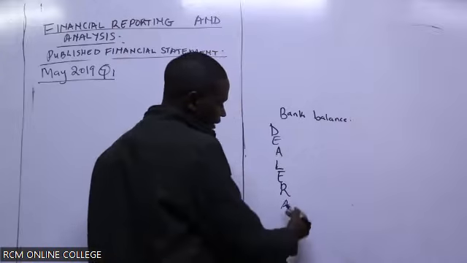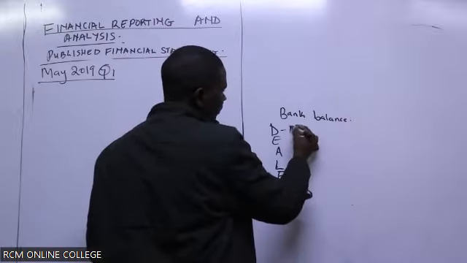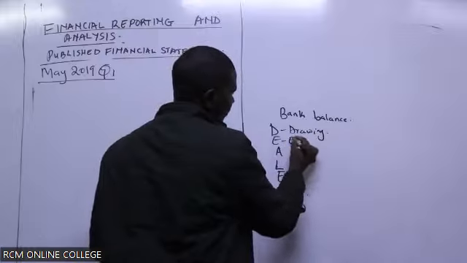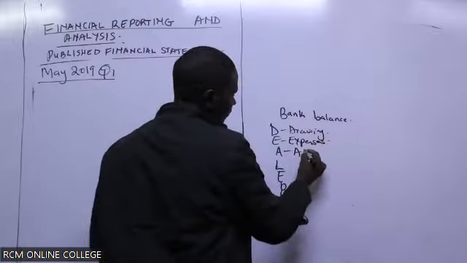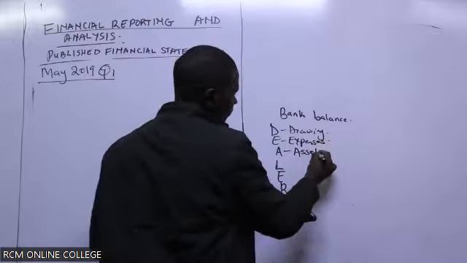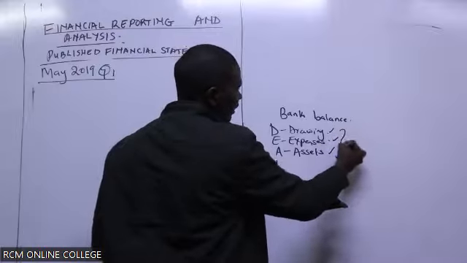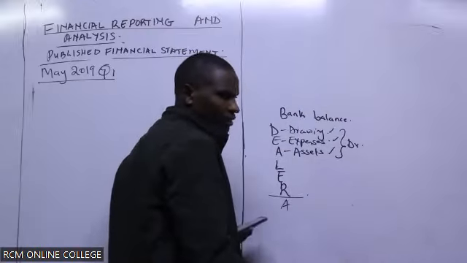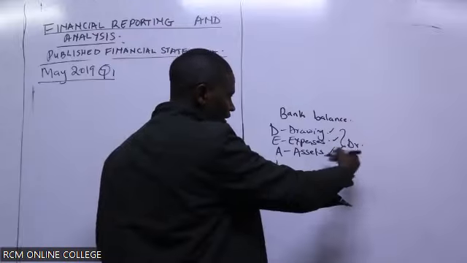You can just add an A here. But this is drawing, expenses, assets. All drawing, all expenses, all assets, they have a debit balance. You'll find those items in the debit side of the trial balance. Those items, drawing, expenses, assets.